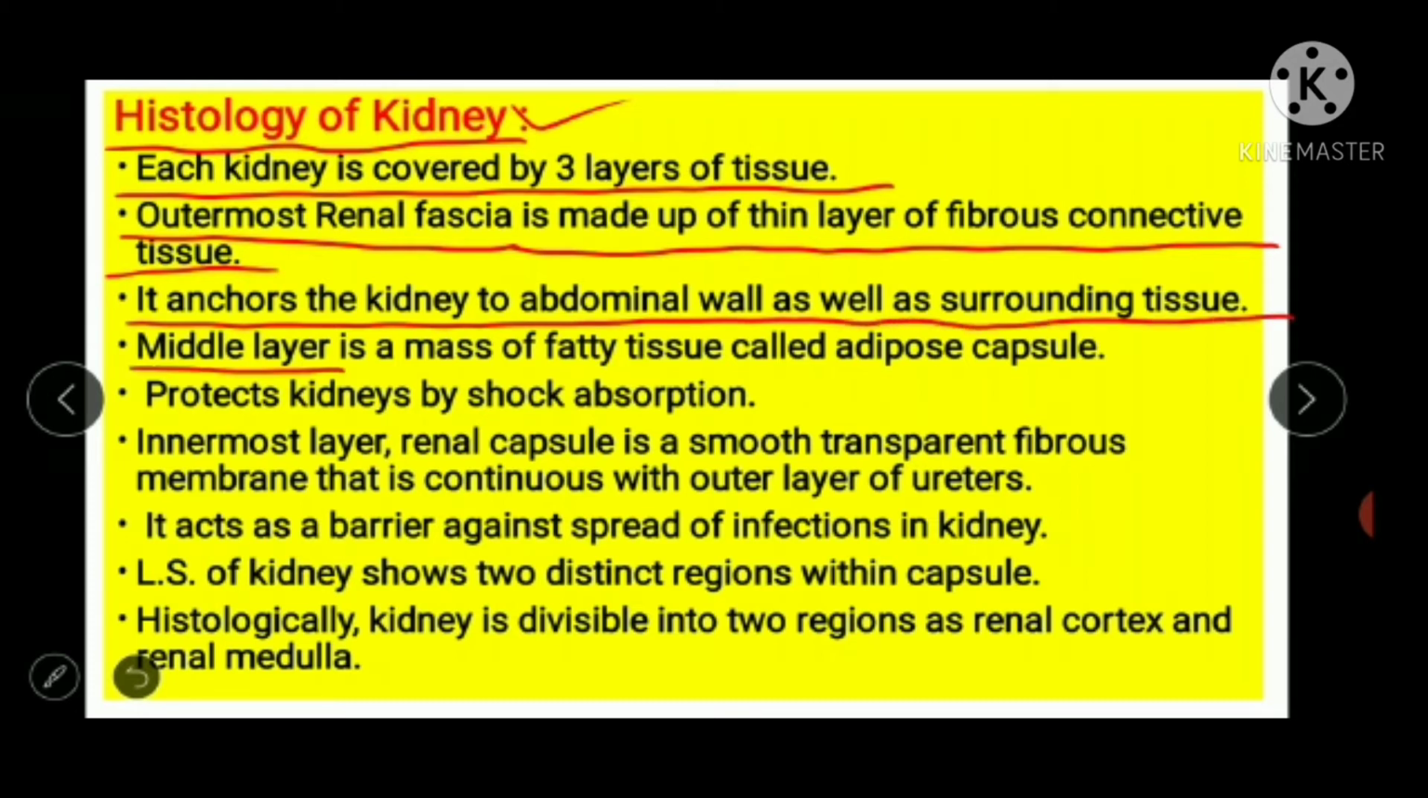The middle layer is a mass of fatty tissue called as adipose capsule. What is the function of adipose capsule? It protects the kidney by shock absorption.